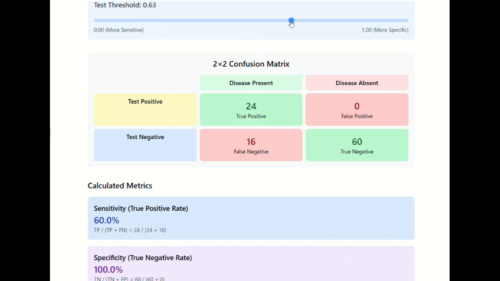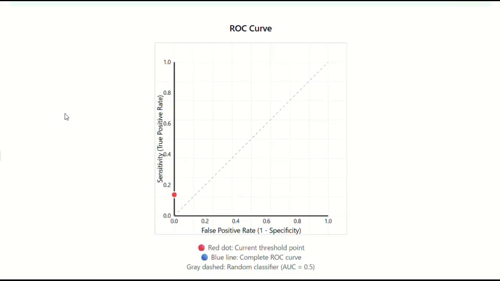Imagine a slider that moves this cutoff point. As it shifts, the numbers in the 2x2 table change. This is where things get really visual and useful. If we take every possible cutoff point, and for each one, we plot the sensitivity against the false positive rate, which is 1 minus specificity, we get the ROC curve. The x-axis is the false positive rate, 1 minus specificity. The y-axis is sensitivity, also called true positive rate.